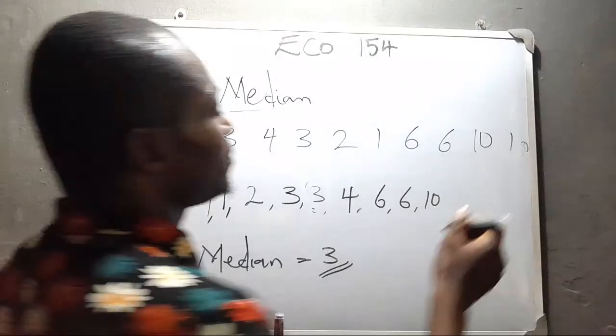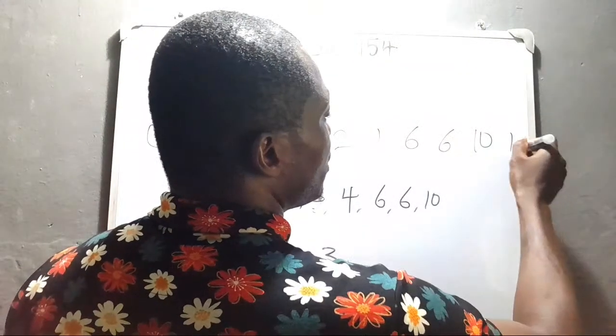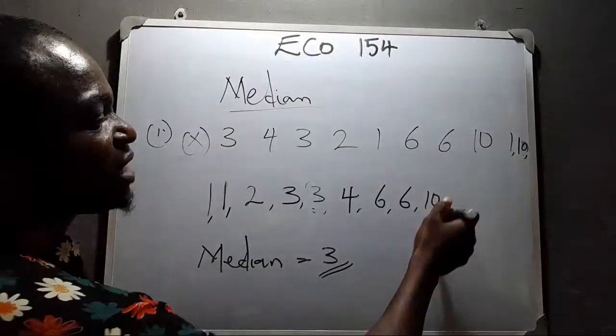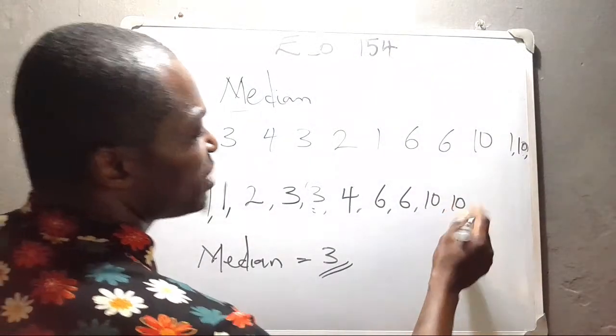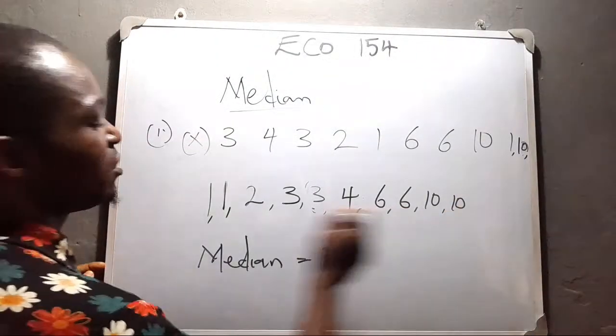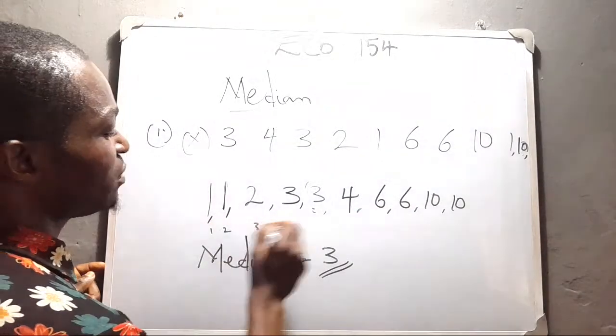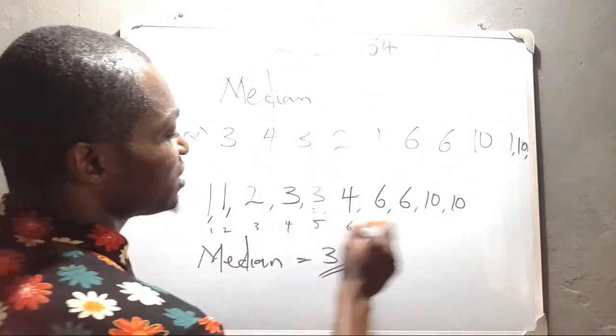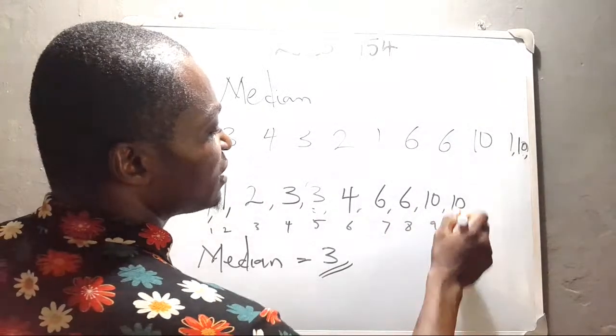Let's say we have 10 here, still in the distribution. So what you do now is have another 10, which simply means we have 10 numbers: 1, 2, 3, 4, 5, 6, 7, 8, 9, 10.